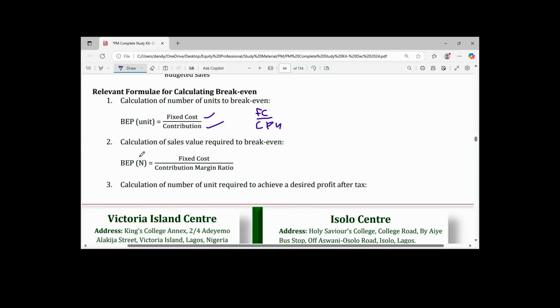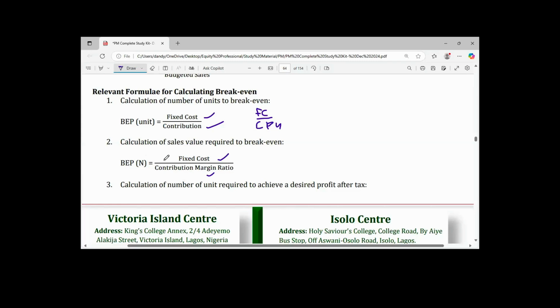The second one is to determine the sales value required to break even. If you want to calculate the sales value required to break even, then break-even point in Naira is equal to fixed cost divided by contribution margin ratio. You need to first of all compute your contribution margin ratio before you can calculate your break-even point in Naira.